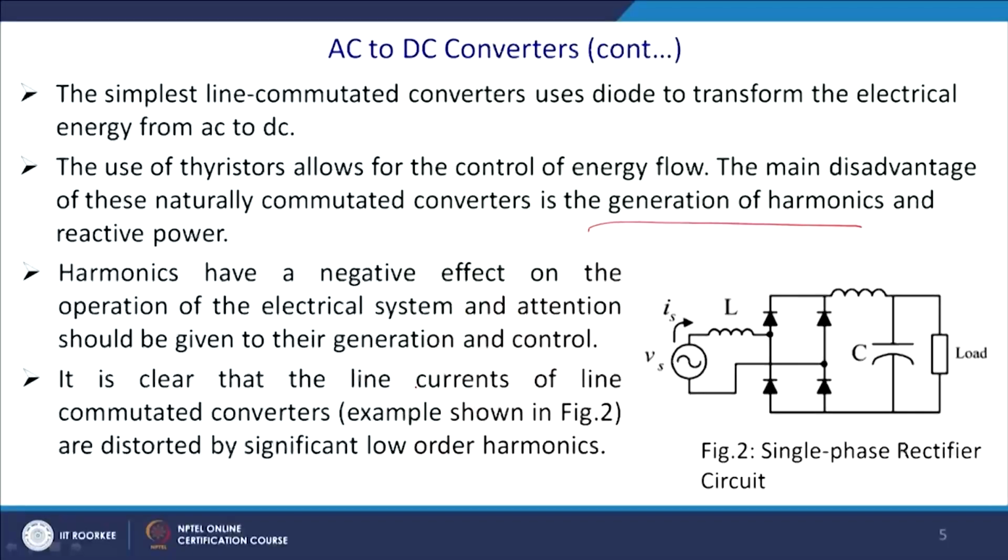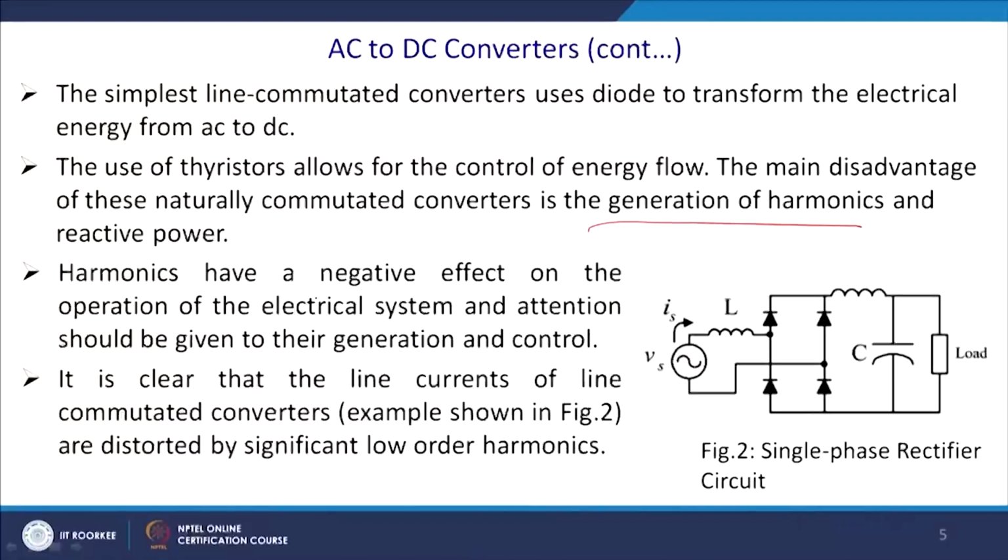The main disadvantage of this naturally commutated converter is the generation of harmonics and reactive power. So, you cannot have control over reactive power generation. If you change the firing angle, you have a displacement power factor, and thus the power factor gets distorted and reduced, and as well, since it is a nonlinear load, you inject harmonics into the AC system.